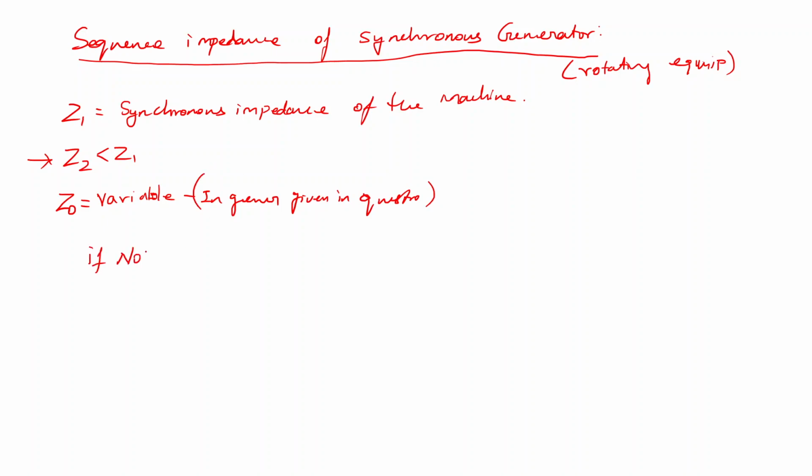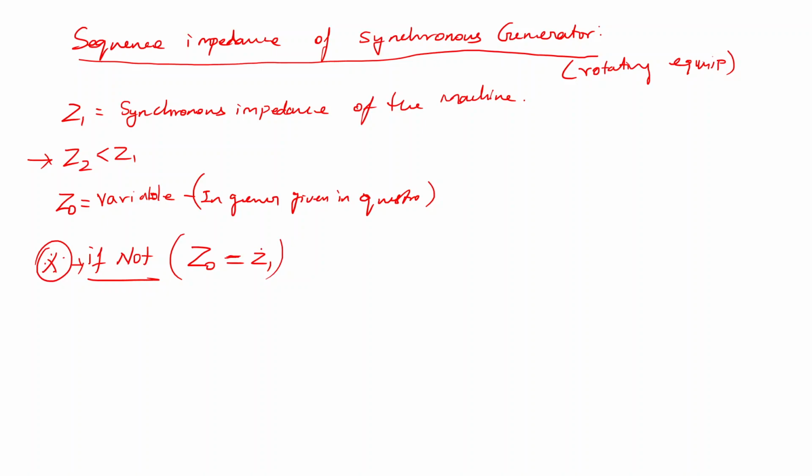If not, please be careful, it is very important. Mostly they will give it in the question, but sometimes they will not give it. If they are not giving it, then you need to take Z0 equal to Z1. Please take down: if they are not giving that Z0 value, then you need to assume Z0 is equal to Z1.